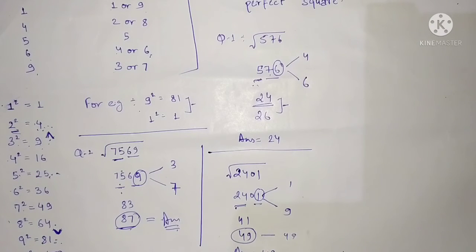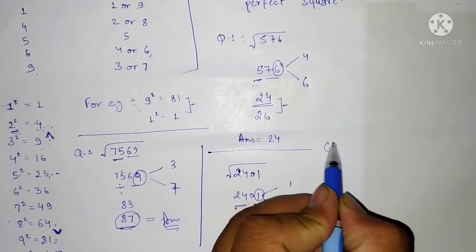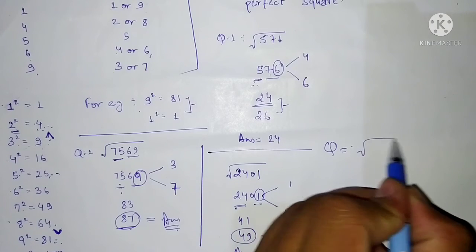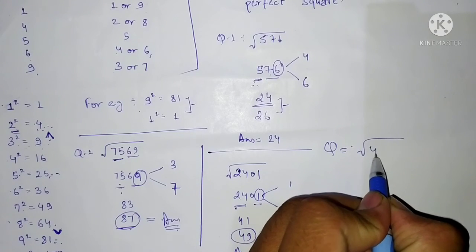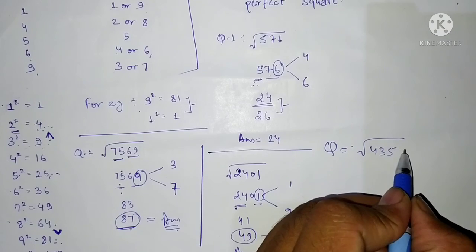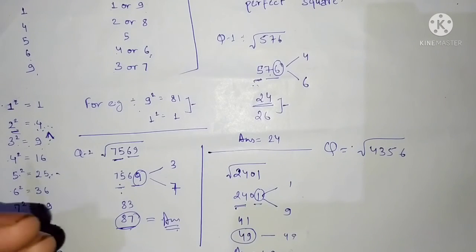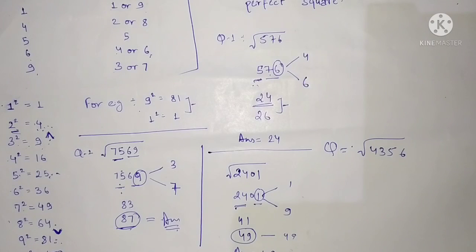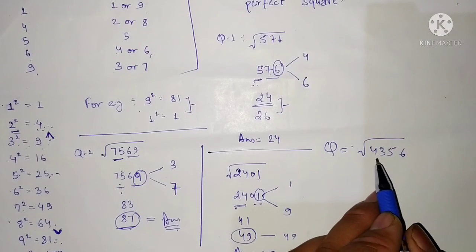I have done this question in only 30 seconds. Now again I am going to give you a question. You have to find the square root of 4356.